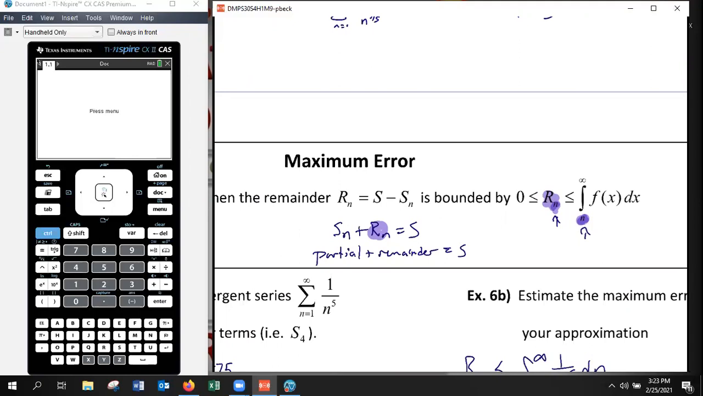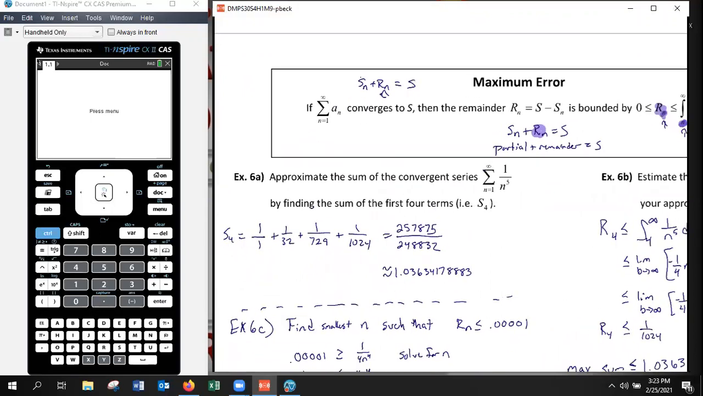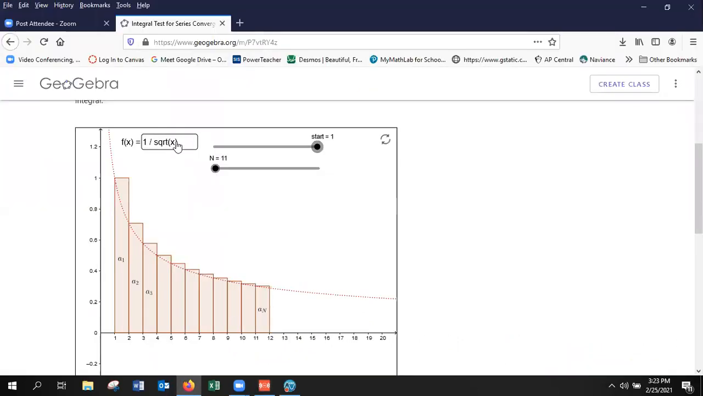But anyway, if I want to find the approximation for the sum of the series, now if I do the sum of the first 4 terms, let me actually go to this graph and show you what's happening.